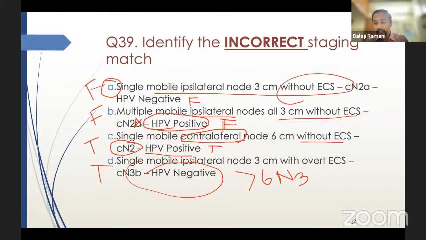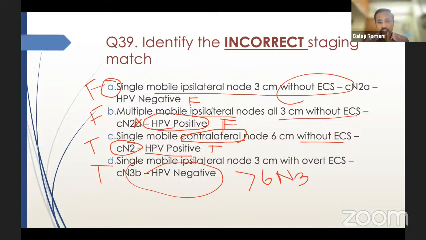This is not N2A, this is not N2B as far as HPV positive is concerned. This is an N1 tumor. Do you understand? Because all of the nodes are ipsilateral and they are less than 6 centimeters. So ipsilateral less than 6 centimeters directly goes only into N1 as far as HPV positive is concerned. N2 is what? It is going to be contralateral or bilateral, and again less than or equal to 6 centimeters.